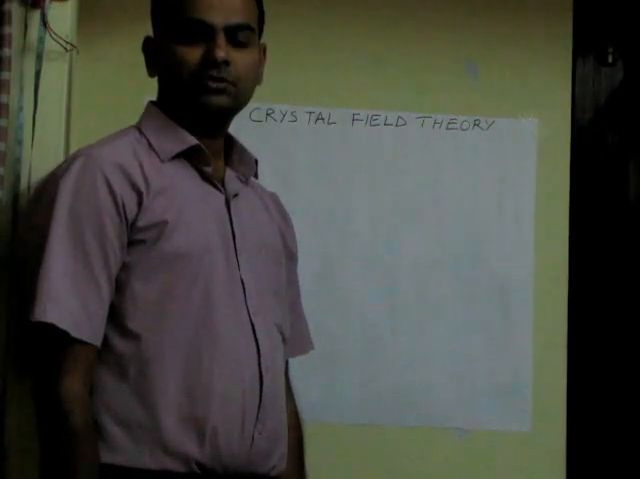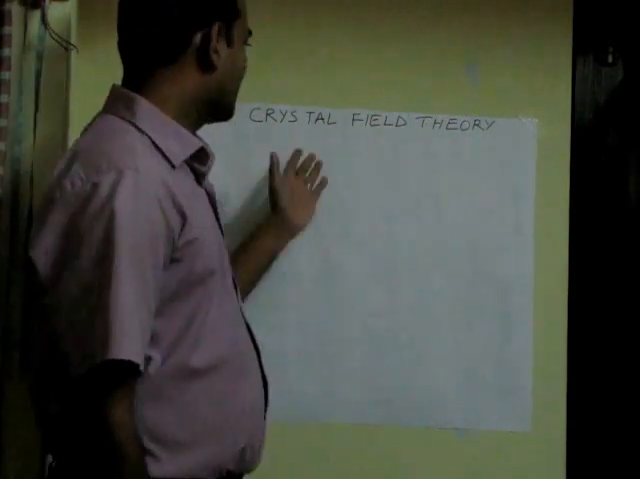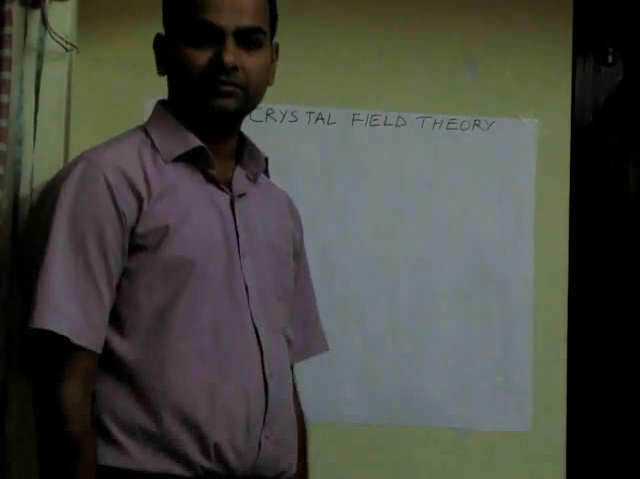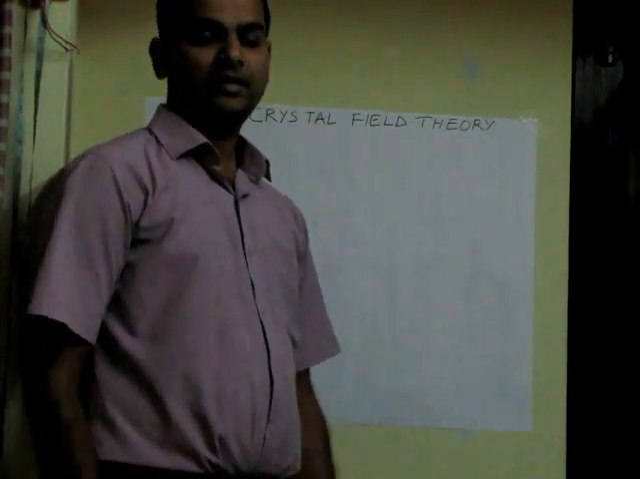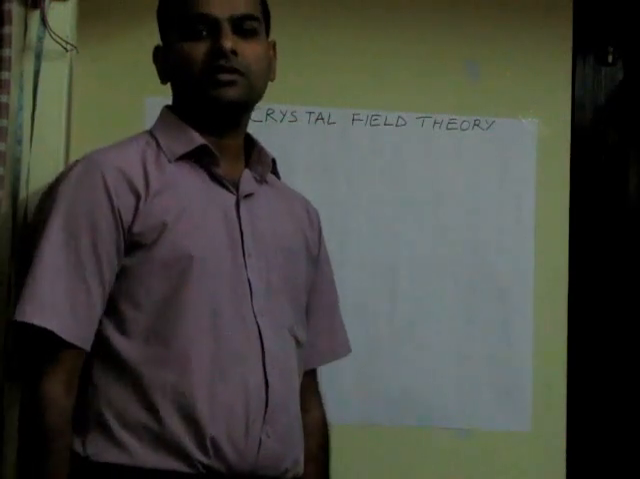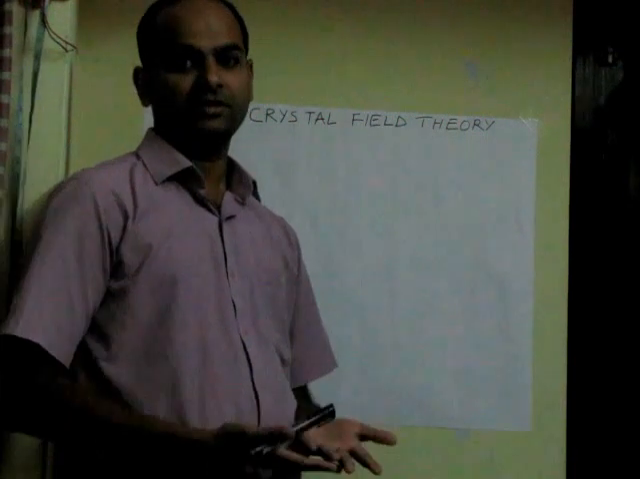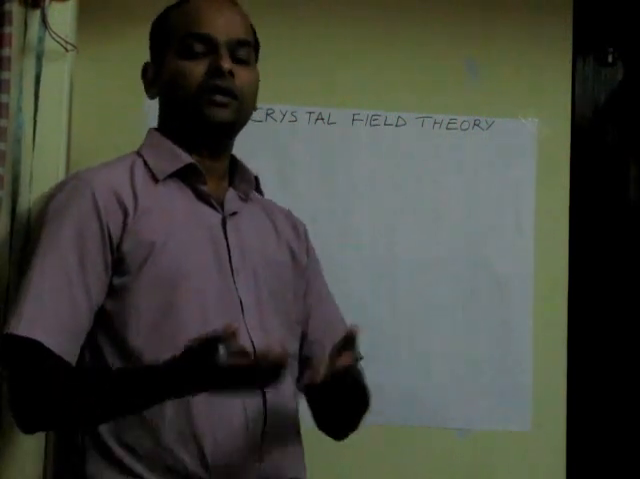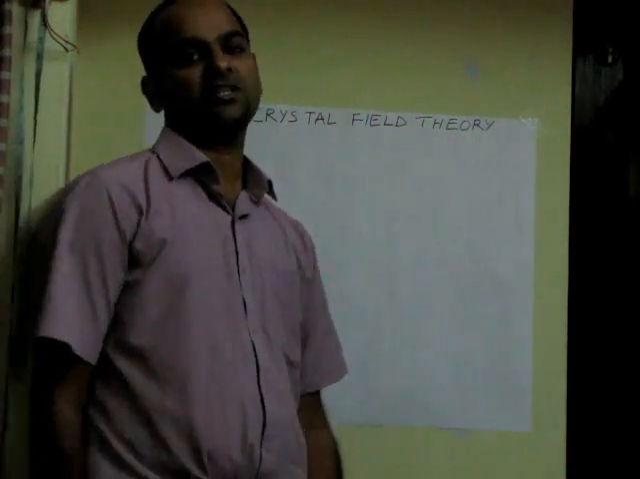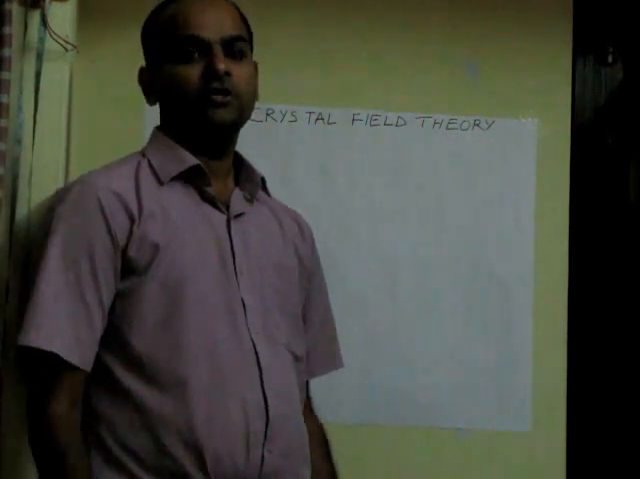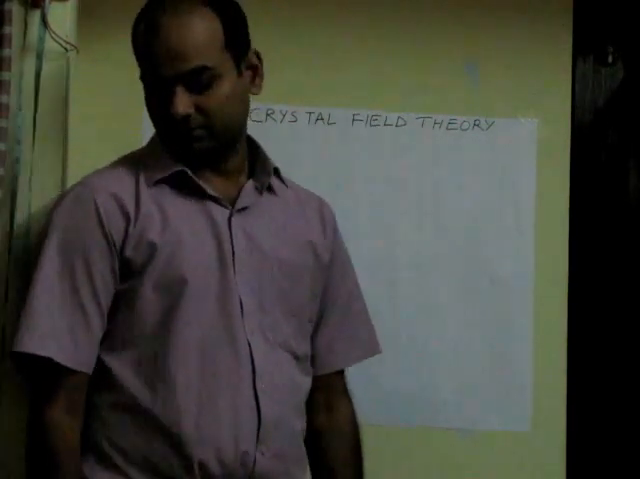Hello, today I'm going to teach you crystal field theory. This is a theory applied to explain spectral properties of coordination complexes. It is a theory which is intermediate between the earlier theories such as Werner's theory of coordination complexes and valence bond theory, and much more advanced theories such as molecular orbital theory. So let's see what crystal field theory has in store for us.